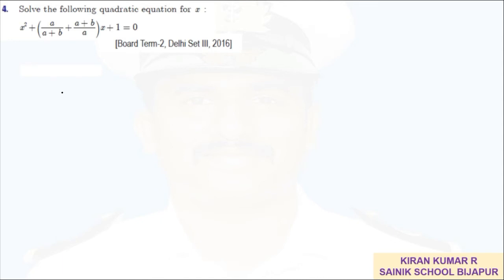Let's move on to question 4. Solve the quadratic equation for x. x square plus a by a plus b plus a plus b by a times x plus 1 equal to 0. Here it's a bit tricky. You just observe. I'll multiply this x to both these terms, so I get x square plus a by a plus b times x plus a plus b by a times x plus 1.